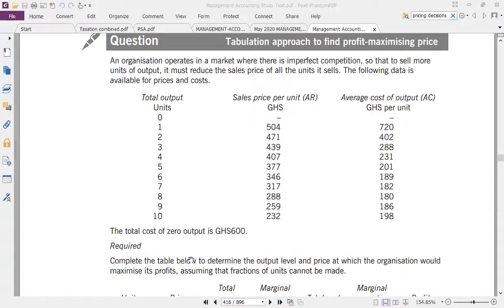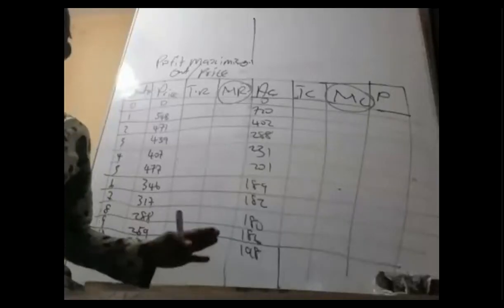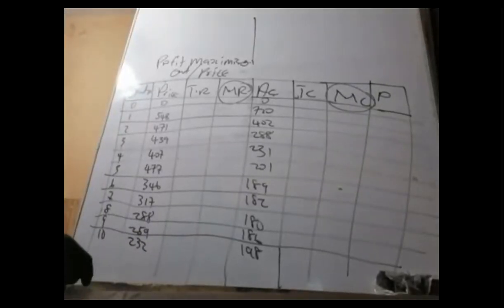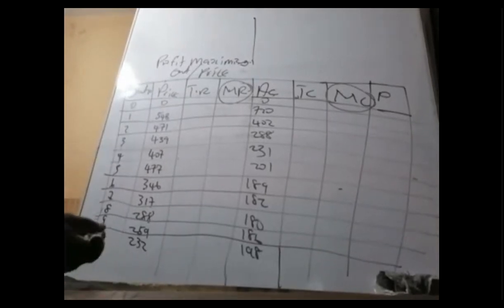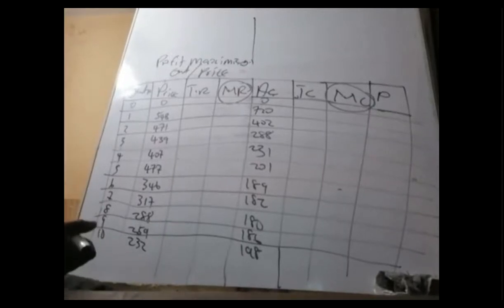Now they are telling us that the total cost of 0 output is 600. That's the fixed cost. So that is all. Now let's throw the question paper away. We have summarized the question here. Now let's find the total revenue. I need all hands on board. Can you pick your calculator?